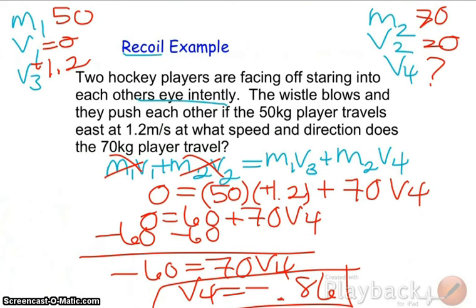Okay? So recoil, it's actually easier than elastic because those zeros just make things go away. So it makes life so much easier.